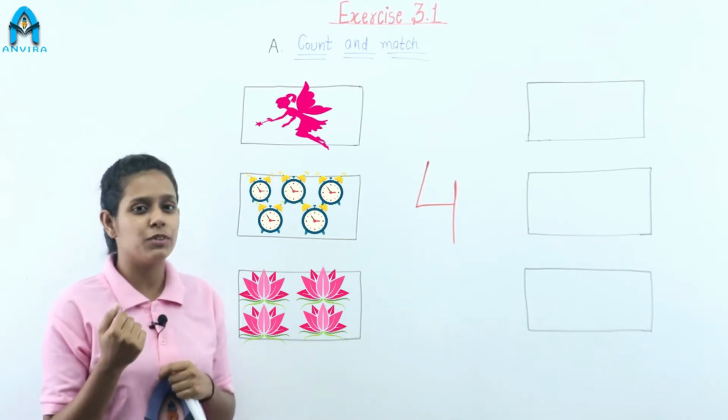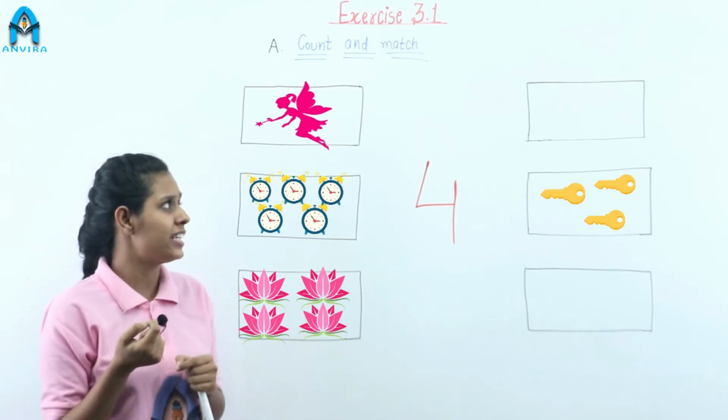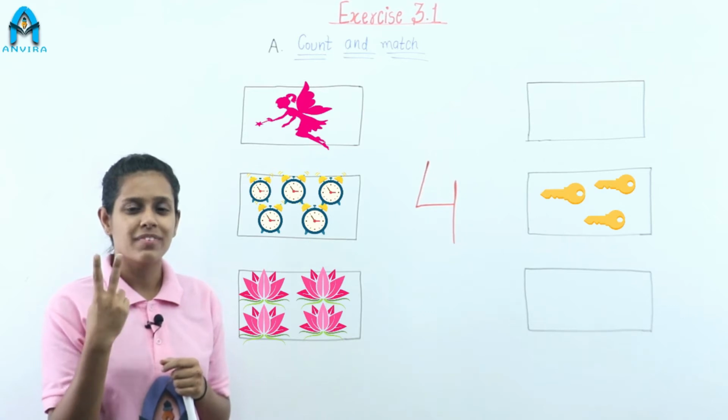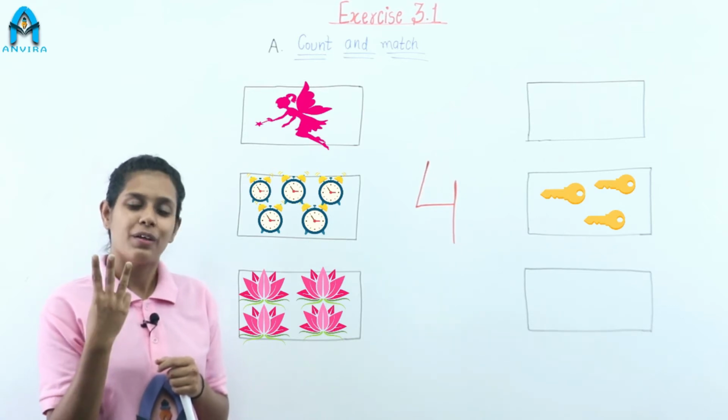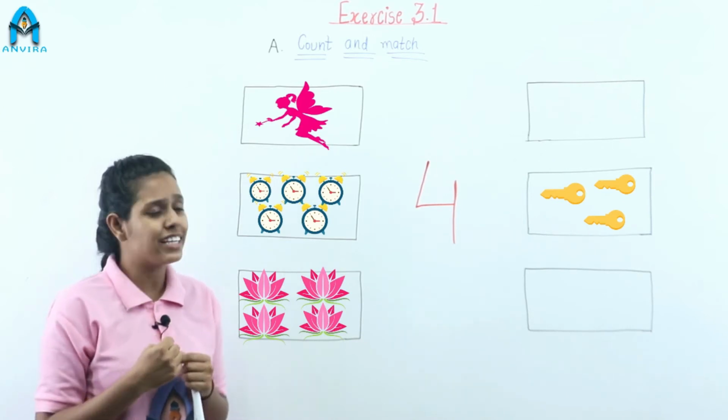Now, look at the next picture. What is this? These are keys. How many keys? Let's count. 1, 2, 3. 3 keys. Now, look at the next picture.